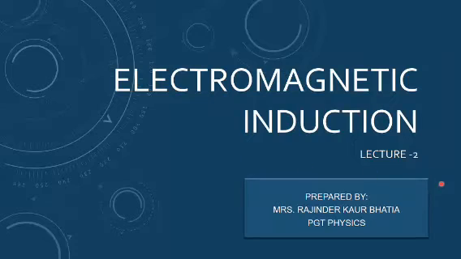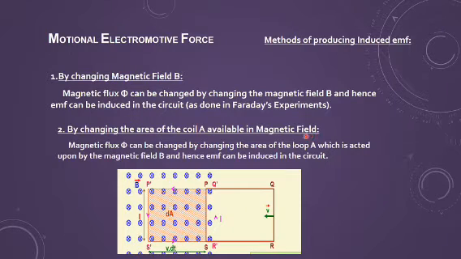We are doing electromagnetic induction in continuation only. We have discussed in the previous lecture about the magnetic flux phi, which is equal to B dot A, or we can say BA cos theta. So we have to basically talk about the motional electromotive force, EMF, which I am going to discuss while discussing with you the methods by which I can change the flux.